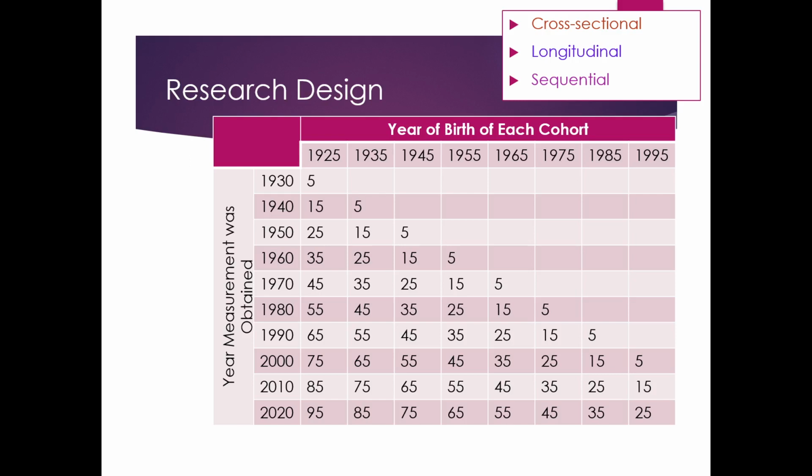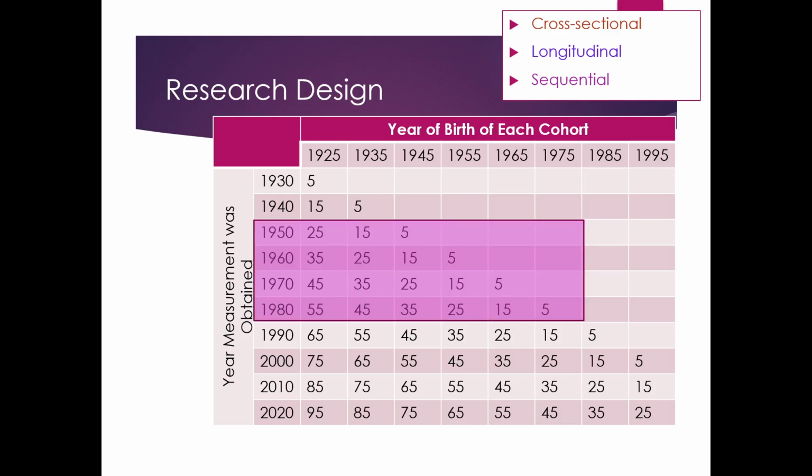Now, both of those designs had problems that the sequential design can help correct for. In a sequential design, you start off with what looks like a cross-sectional design. So you recruit, let's say you started collecting data in 1950. So you recruit a group of people who were born in 1925, 35, and 45, and you test them. Then you come back in 10 years, you retest all three of those groups and add a new group of people who were born in 1955. And then 10 years later, you come back, retest all those people and add a new group, and you keep going like that.